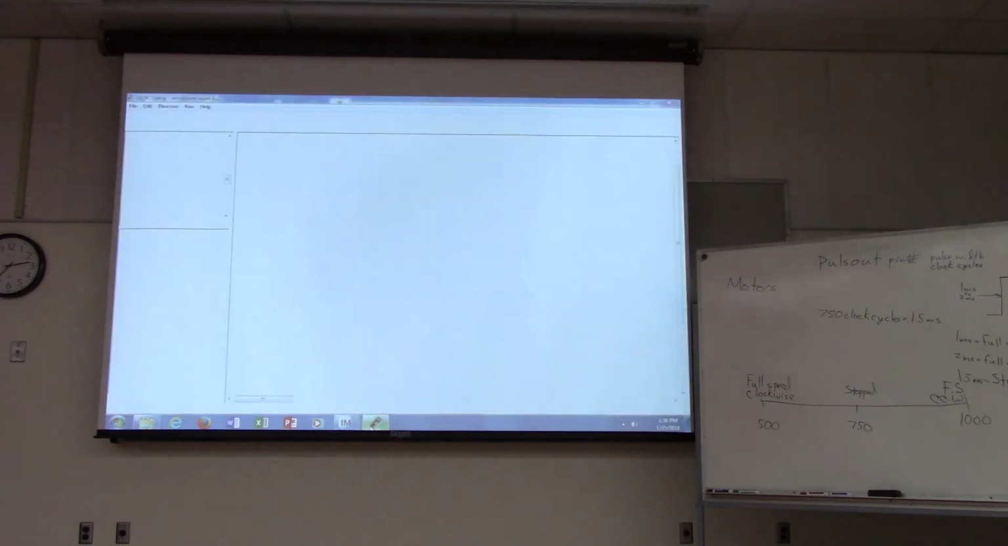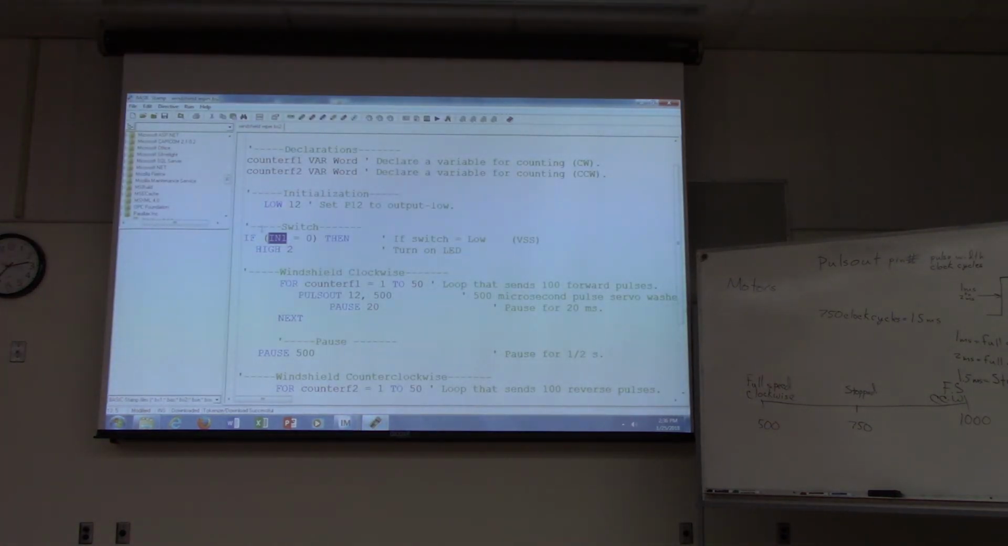Our program is looking at pin 1, and it's looking to see if there's a high voltage or a low voltage at pin 1. So this if statement is what is looking at that voltage.